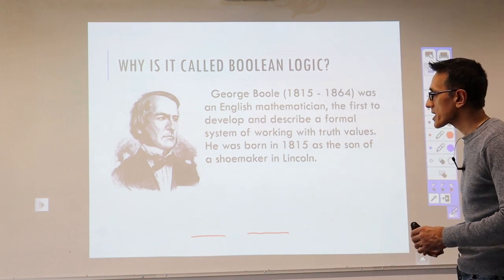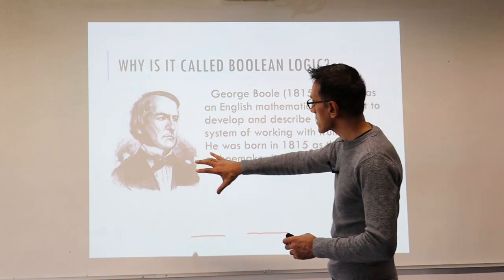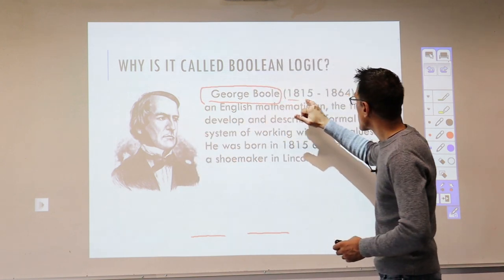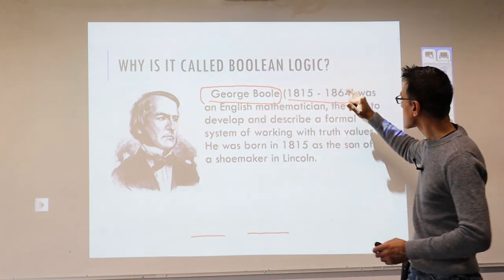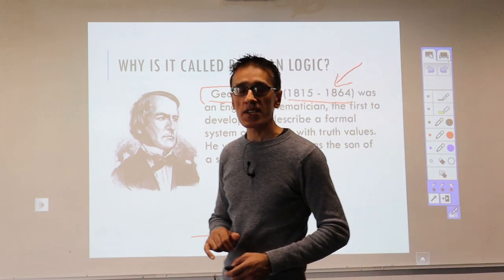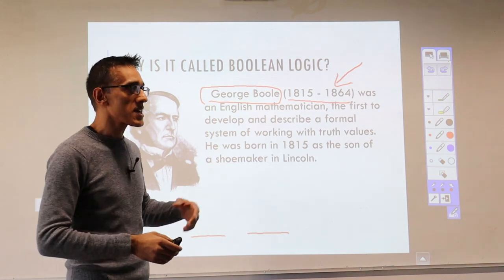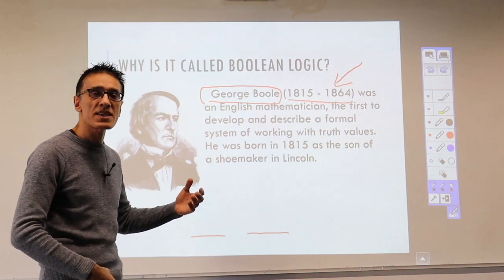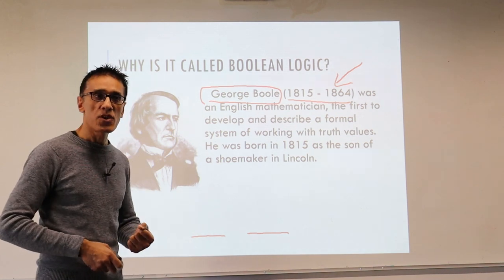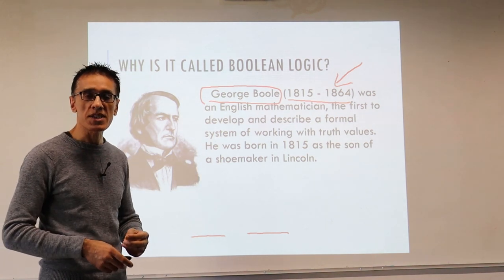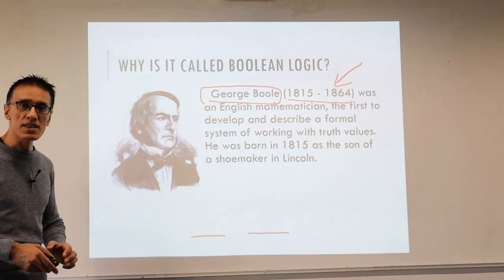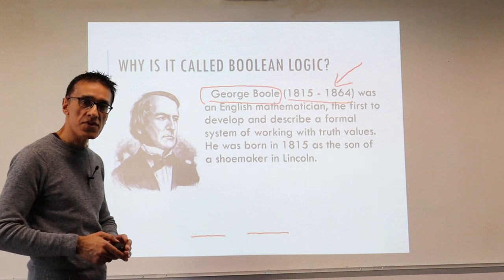Why is it called Boolean logic? Well, this chap here by the name of George Boole. Notice when he expired, 1864. There were probably no computers around at that time. So he created the mathematics around his thoughts and ideas way before computers were created. He was a mathematician who created this system of working with truth values.